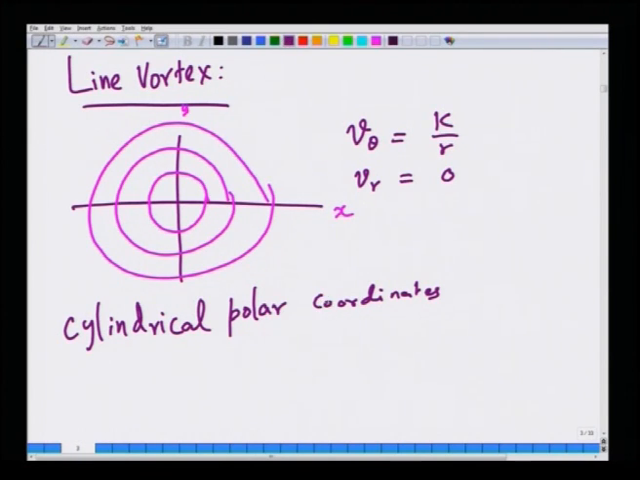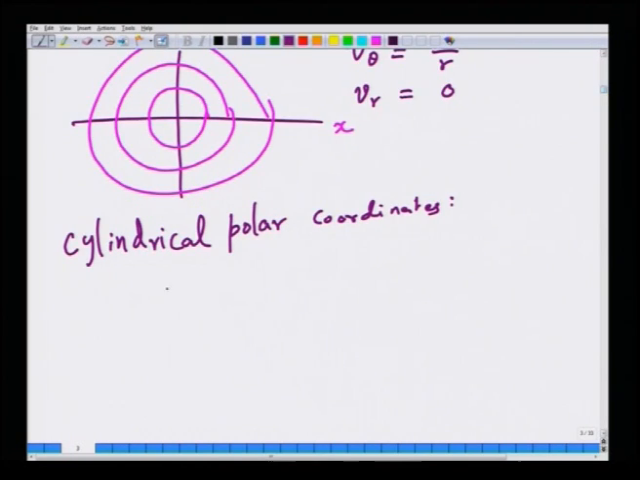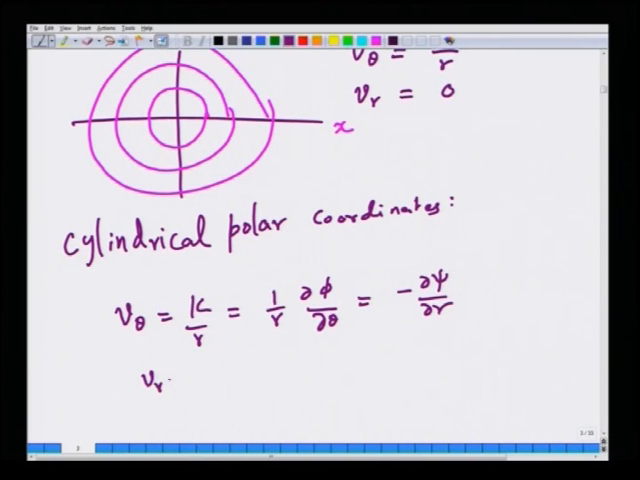Okay, to find what is the stream function and what is the velocity potential. Velocity potential, so v theta is k by r, is nothing but 1 over r partial phi partial theta, is nothing but minus partial psi partial r, and v r is 0 is partial phi partial r is 1 over r partial psi partial theta.